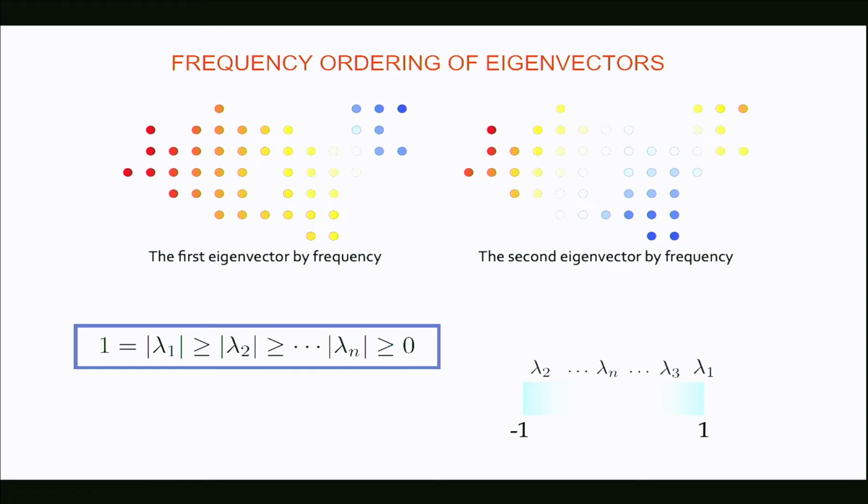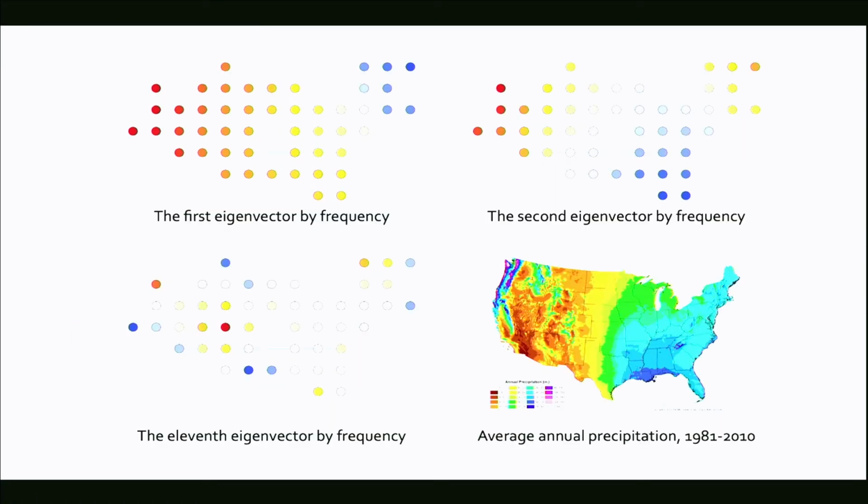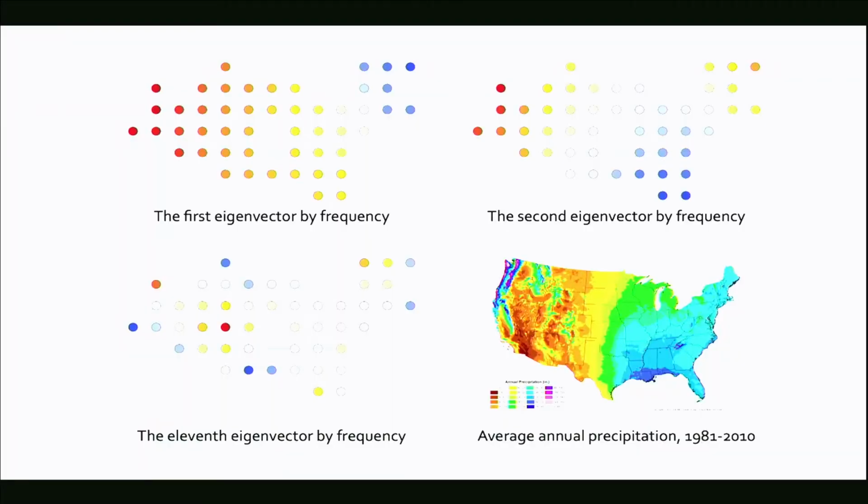The ordering of the eigenvalues is like this. We are ordering the eigenvalues by absolute value. Now if we go further, here, for example, you see the 11th eigenvector, and this jumps quite a bit. So the smoothness is nicely captured by this ordering on the eigenvalues given by absolute values. We call this frequency order.